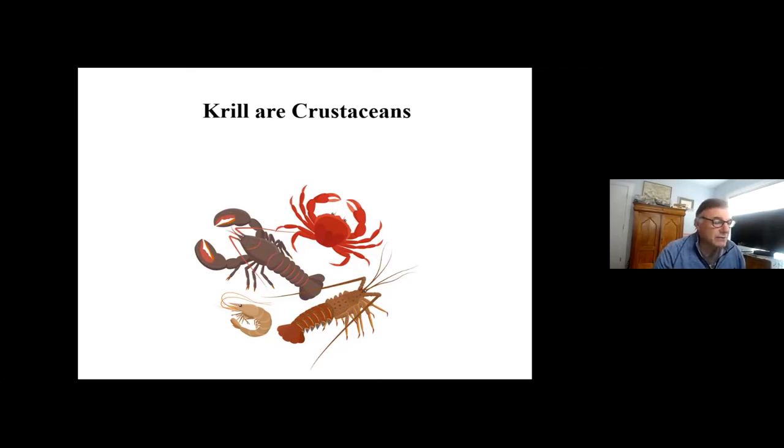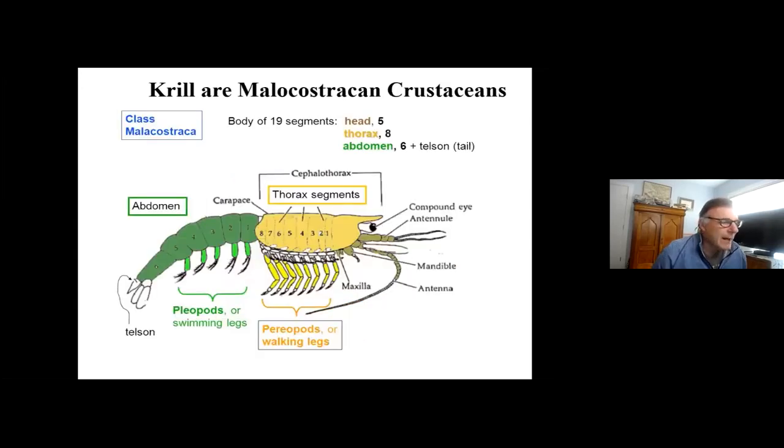Even land crabs, the famous example of Christmas Island, where you have these huge land crab migrations once a year from the mountain forests where they live down to the ocean to release their larvae into the ocean. Now, krill are a particular type of crustacean. Now, this is getting a little in the weeds, but we're going to keep it as simple as possible.